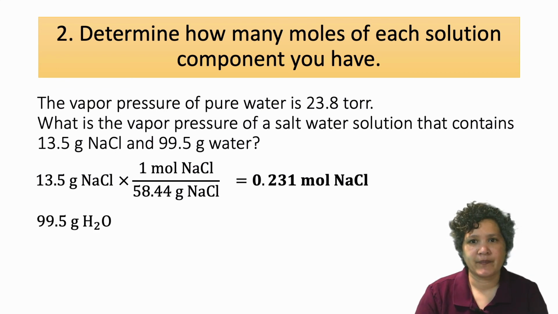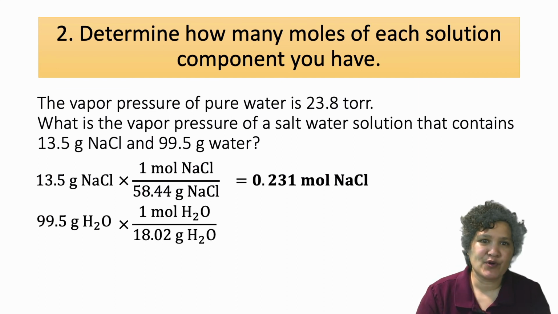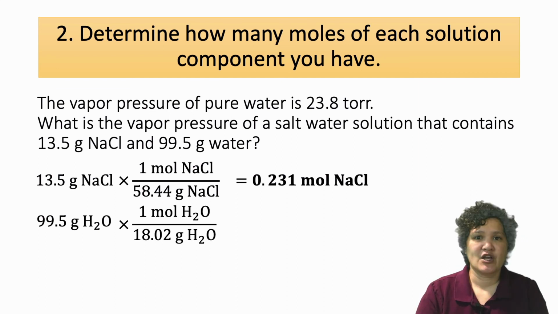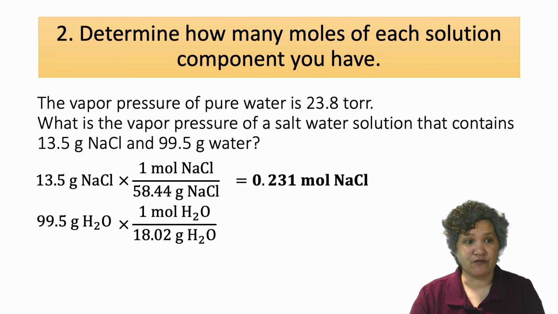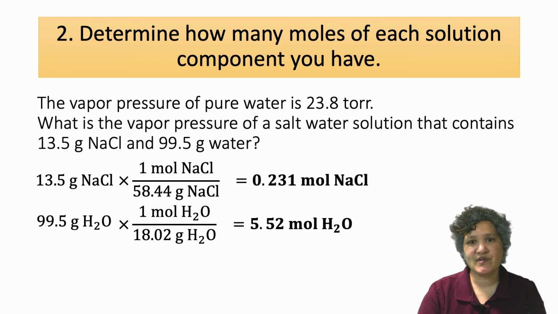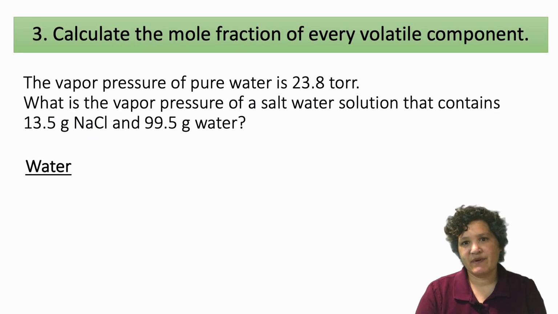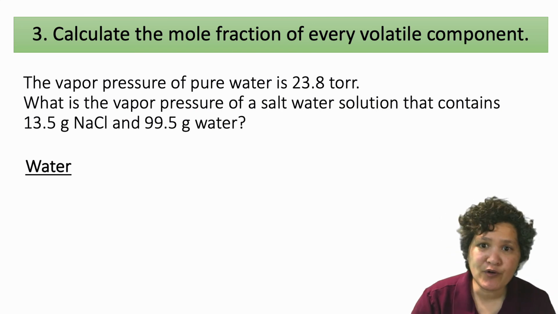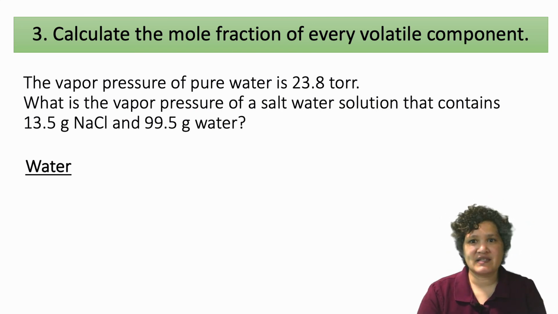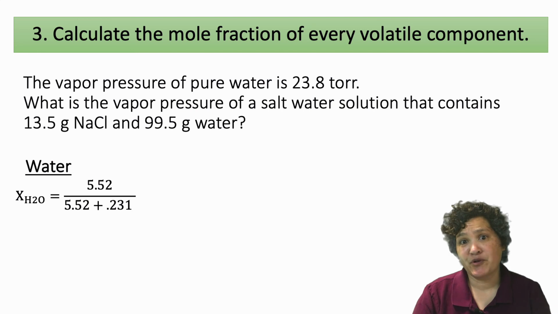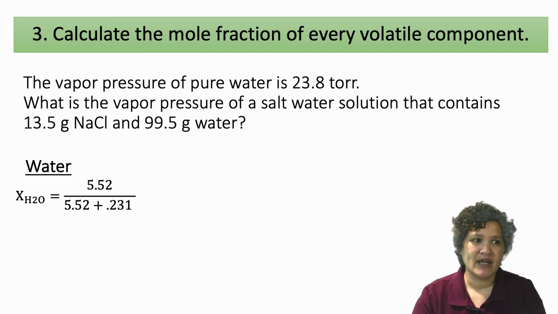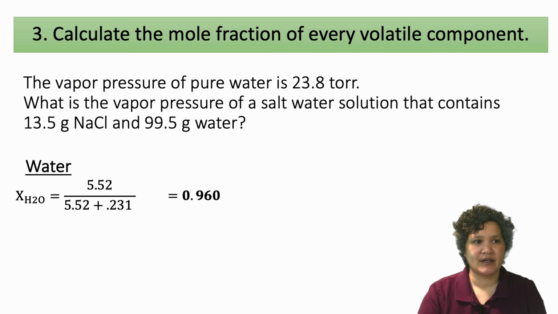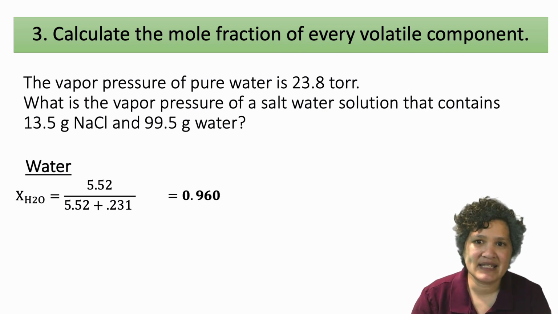How about water? Again, we're not given a number of moles of water, we are given a mass. So we're going to take that mass and use the molar mass of water as a conversion factor to give us the number of moles, 5.52 moles of water. Great, so now that we have the number of moles, we can calculate our mole fractions. And we're going to do this exactly the same way. For water, we have 5.52 moles, and the total number of moles we have is 5.52 from water and 0.231 from sodium chloride. That gives us a 0.96.